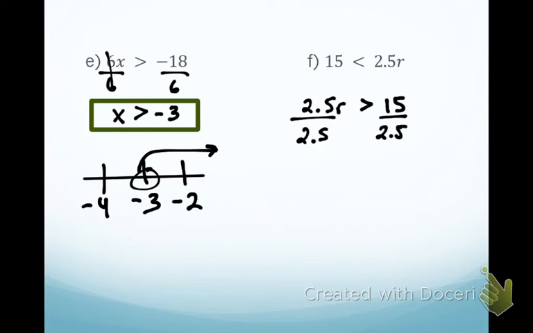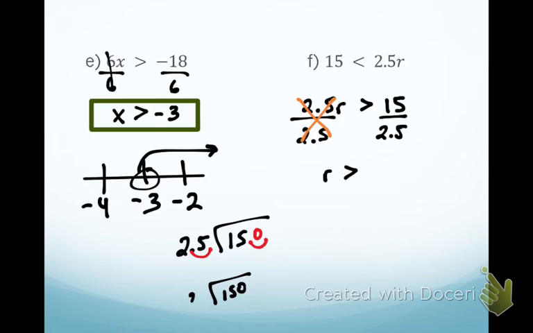On the left side, 2.5 divided by 2.5 will cancel out, and I'm just left with r is greater than. Now we're going to come over here, 15 divided by 2.5. If you remember, I am not allowed to have a decimal over here, so what do I do with it? Move it over one place to the right, which means this one is also going to get moved over to the right. So now I've got 150 divided by 25. Guys, how many times can 25 go into 150?